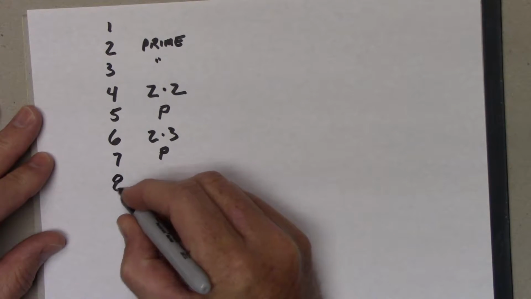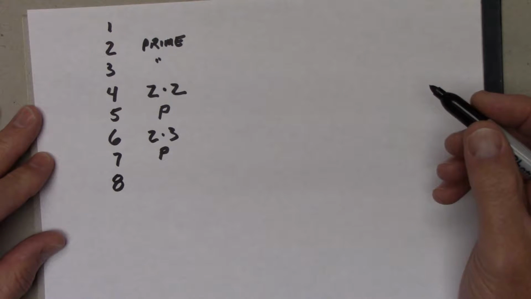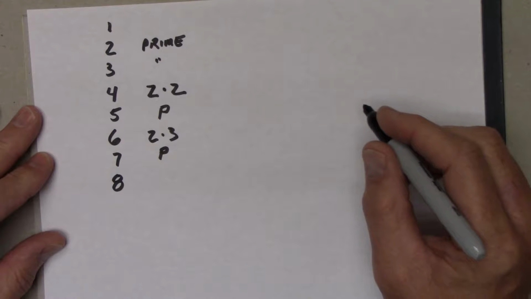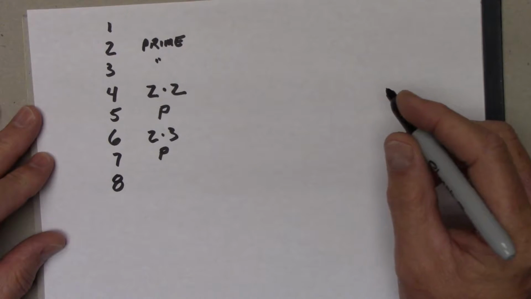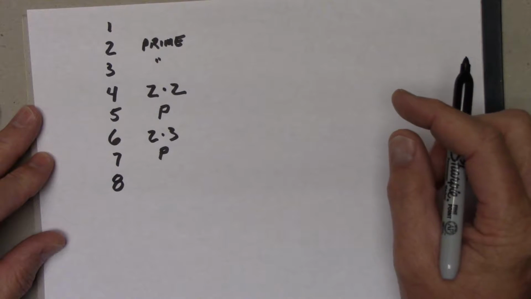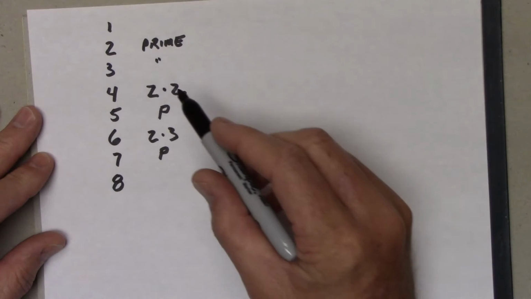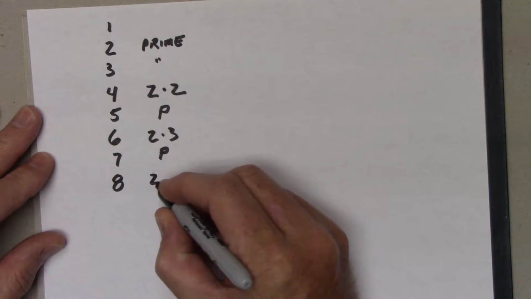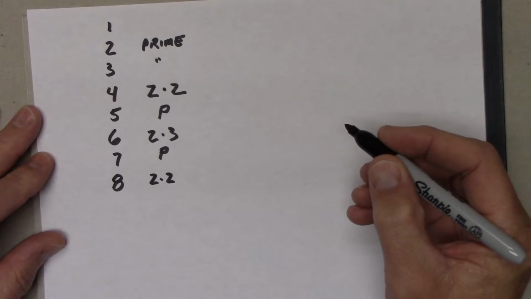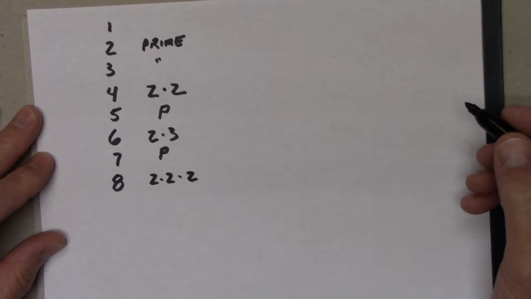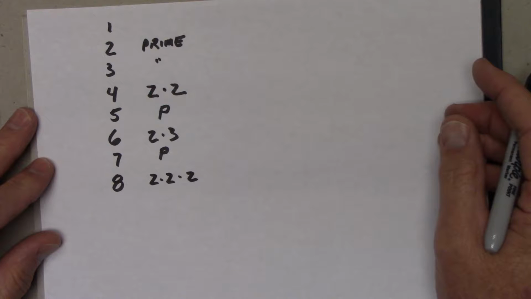8 is not prime. It is a composite number. But this is a very tricky spot for people because they'll say, well, you make 8 by saying 2 times 4. But 4 is not prime. How do we make 4? 2 times 2. So let's do this. 2 times 2 is 4. Times 2 gives us 8. So the prime factorization of 8 is 2 times 2 times 2.